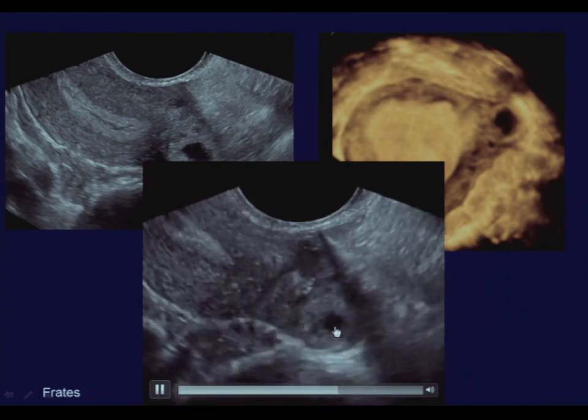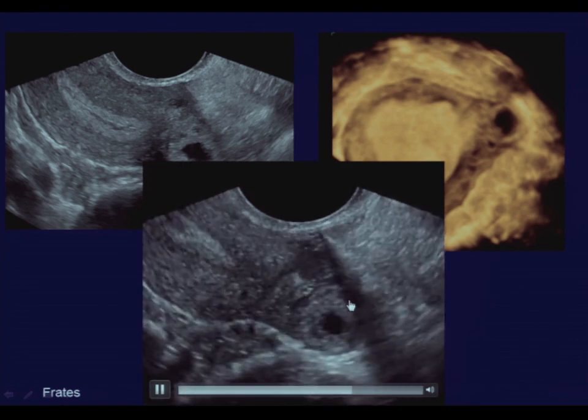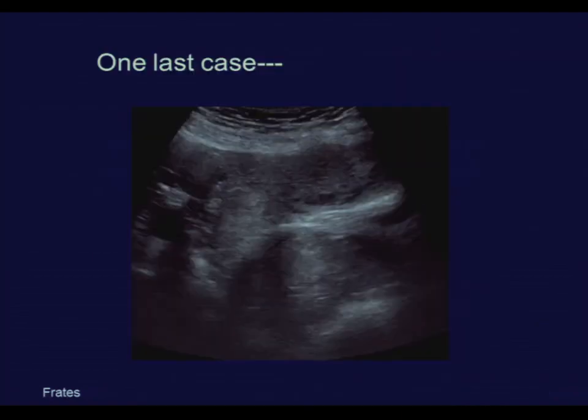And this was an interstitial pregnancy in the interstitial portion of the fallopian tube, very close to the wall of the uterus, but not an intramural, not located within the cornua of the uterus. So a tubal pregnancy, but very, very close to the uterus.